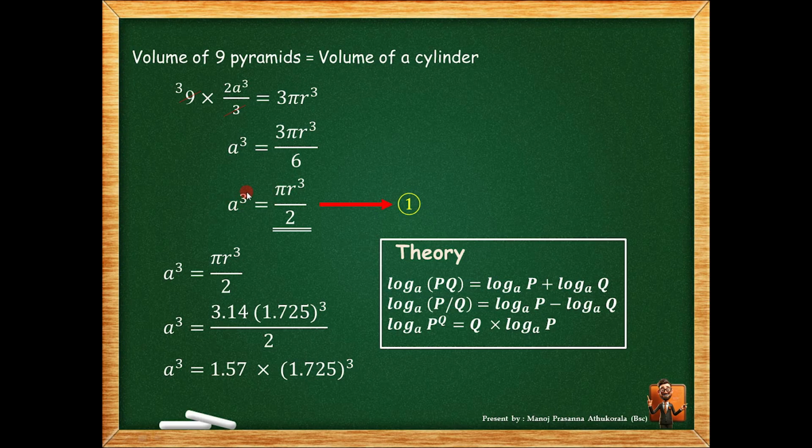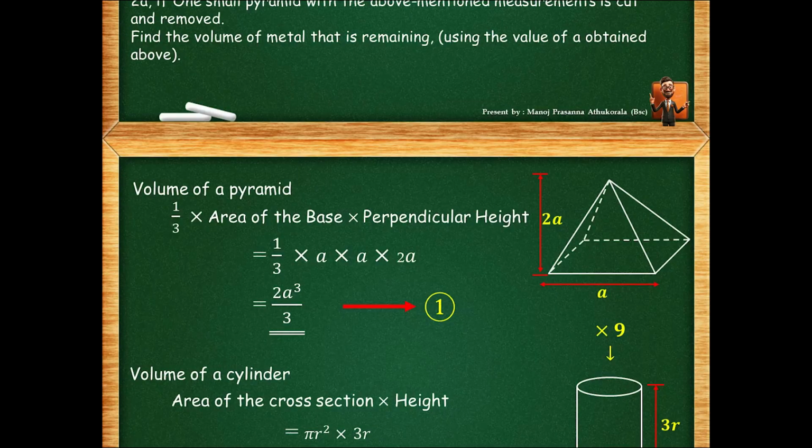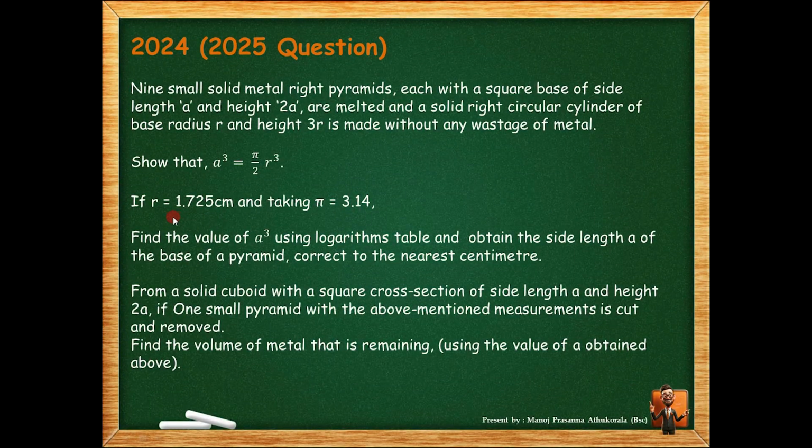If you take that 6 to the other side, it becomes a division by 6. Then again 3 into 6 will be cancelled. So, 3 it is 1 divided by 3. 6 divided by 3 should be 2. So, it is A cubed is equal to pi R cubed divided by 2. So, it is the same as 5 upon 2 R cubed. Okay. Right. Then what?